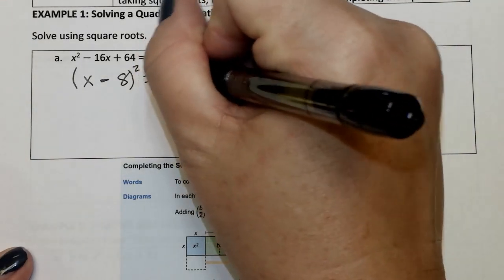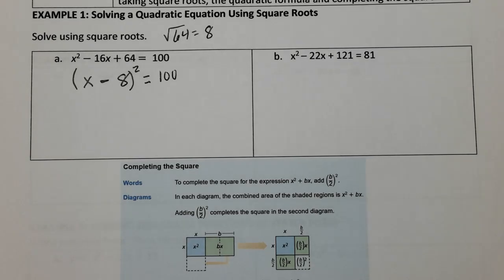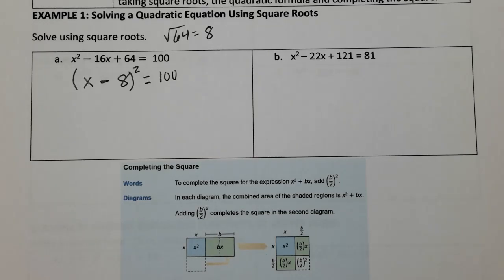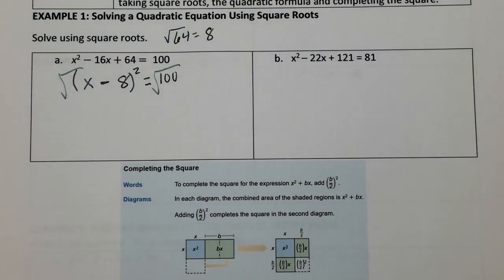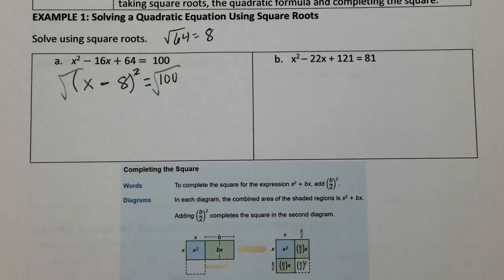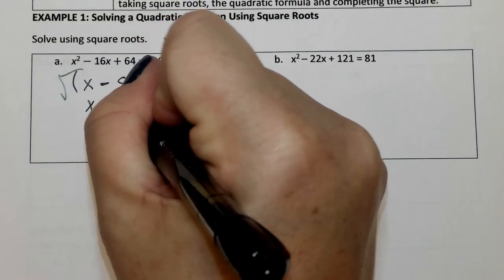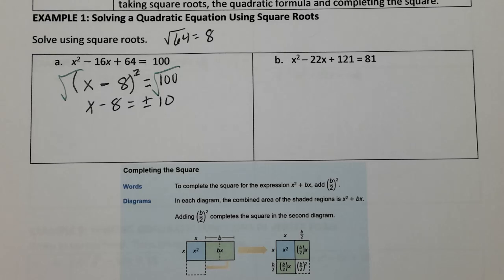And we're going to keep the 100 on this side. We're not going to set this one equal to 0. Because now, we can do our next step. We want to get rid of the square. Well, how do we get rid of the square? By taking the square root. As long as we take the square root of both sides, that square cancels out. It leaves us with x minus 8 equals plus or minus 10, because the square root of 100 is 10.